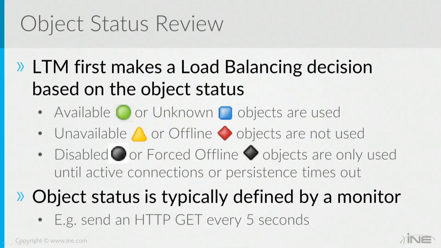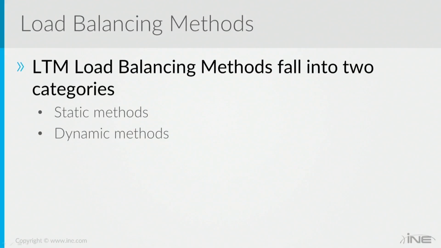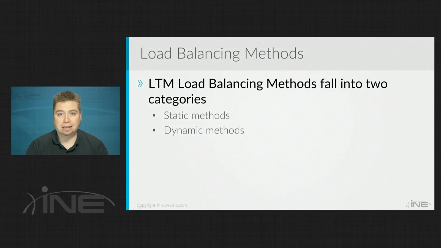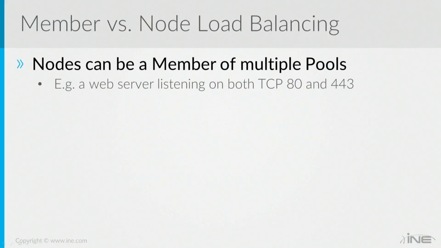Now, once we get past this portion and we know that the node is available, then we're going to go through our load balancing method. We'll see that these fall into two major categories: either statically defined methods or dynamic methods. Whether the method is static or dynamic, depending on what the specific method is, we can apply it either at the member level, so member of the pool, or at the node level overall. The difference between these is based on the fact that the node can belong to multiple pools at the same time.